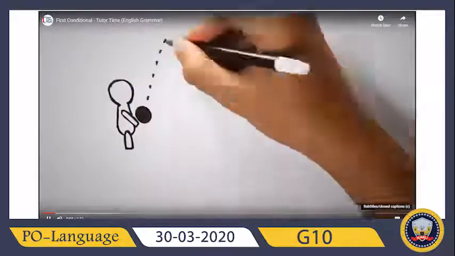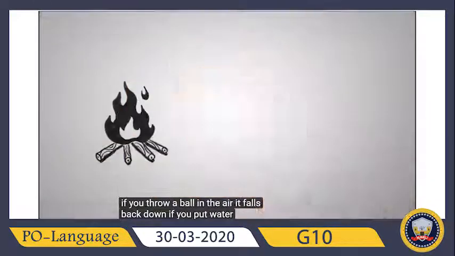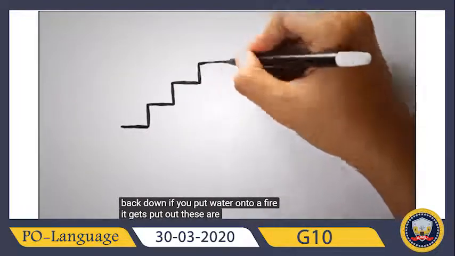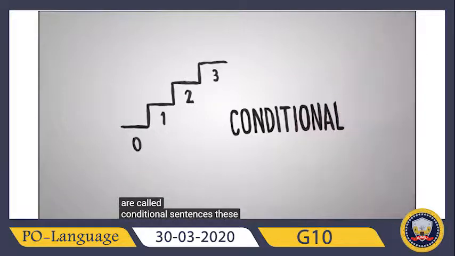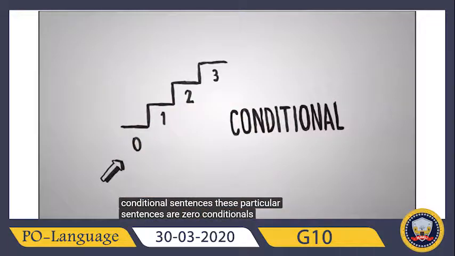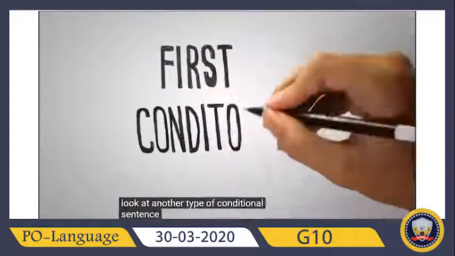If you throw a ball in the air, it falls back down. If you pour water onto a fire, it gets put out. These are sentences that are called conditional sentences. These particular sentences are zero conditionals. Let's look at another type of conditional sentence.